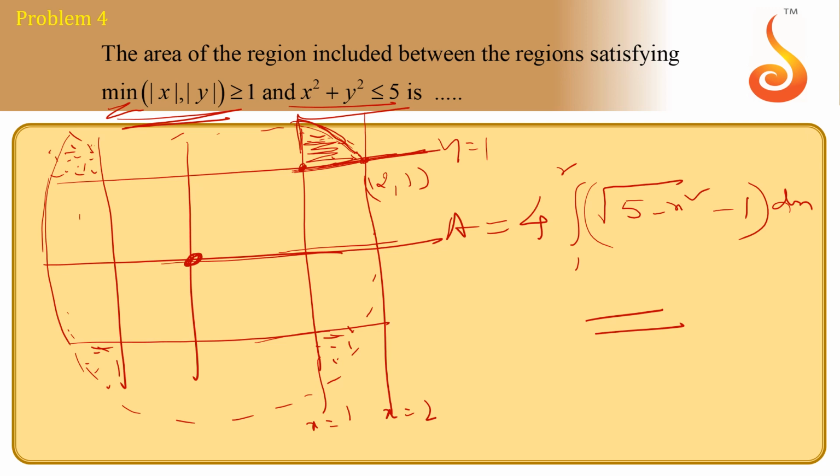So observe carefully, minimum of mod x comma mod y greater than or equal to 1 means, first you draw x equals 1, x equals minus 1, y equals 1, y equals minus 1, the greater than or equal to 1 regions. After that, greater than or equal to 1 means this region will extend towards infinity, but I want x square plus y square less than or equal to 5, so inside that circle I want. They are symmetric, so I find one region's area, and 4 times that gives the required area.